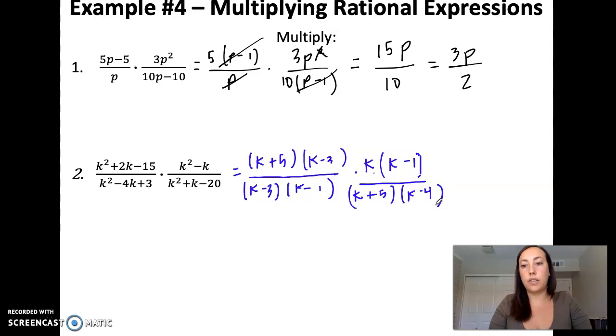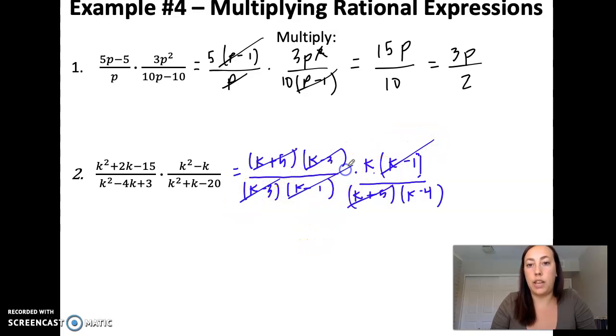So let's go ahead and cancel some similar stuff. We have a k plus 5 on top, a k plus 5 on bottom. We have a k minus 3 on top, a k minus 3 on bottom, and we also have a k minus 1 and a k minus 1. So what we're left with is a k on top and a k minus 4 on bottom.